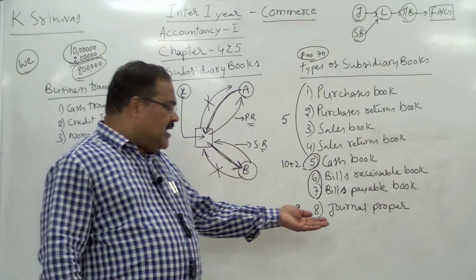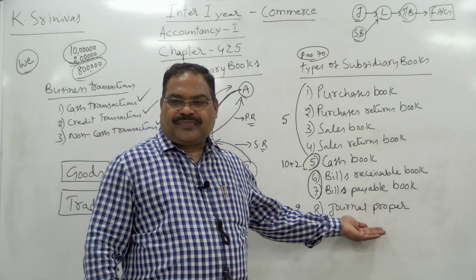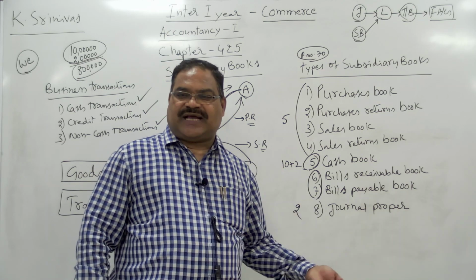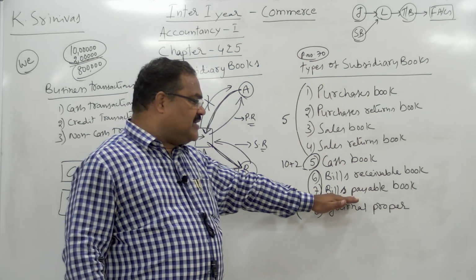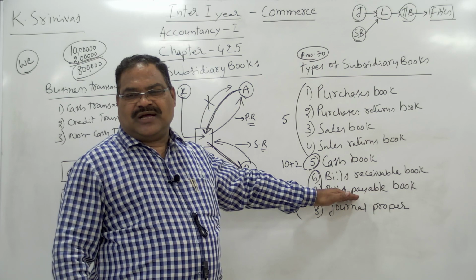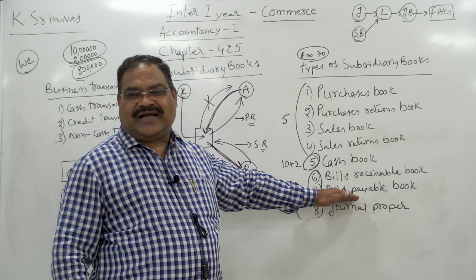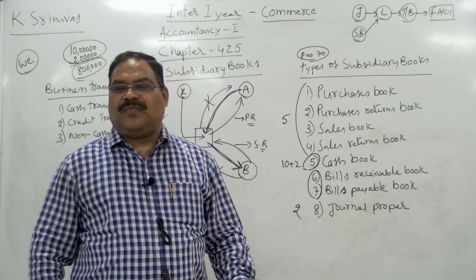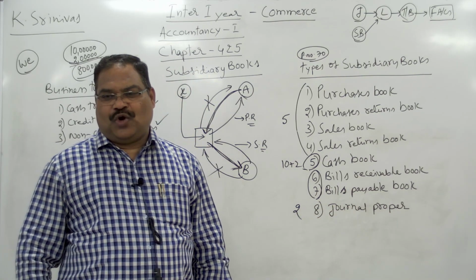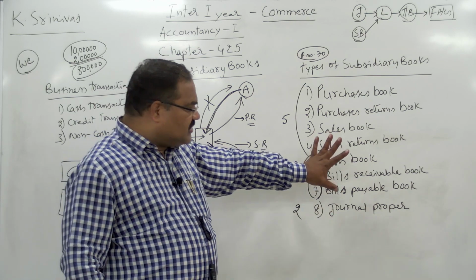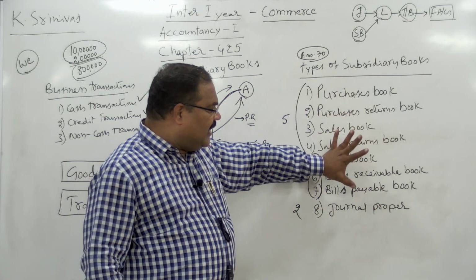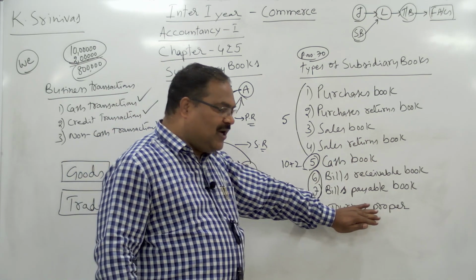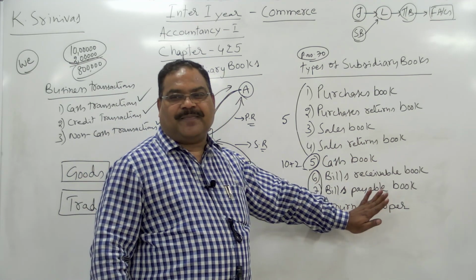Okay, once again, in the journal proper, we should take all the transactions which we cannot take in these 7 books. The transactions which we can't enter into these 7 books should be entered into the journal proper. I hope you got it.